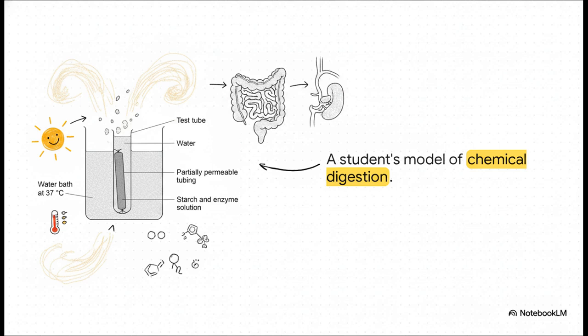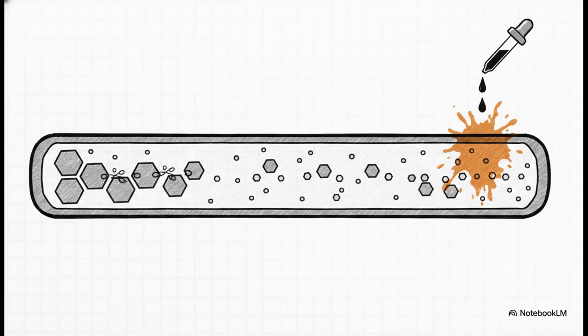Now, what's really interesting about this is what the parts represent. In an exam, you'll need to know that the partially permeable tubing represents the small intestine, and the surrounding water represents your blood plasma. And the results of this model? They perfectly prove our entire concept of digestion.